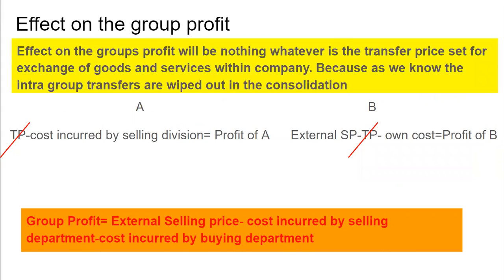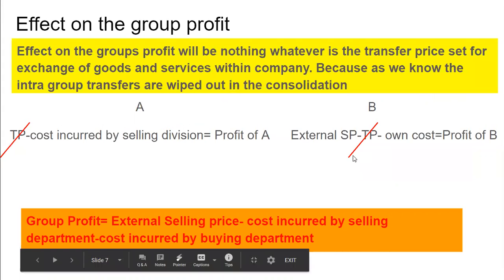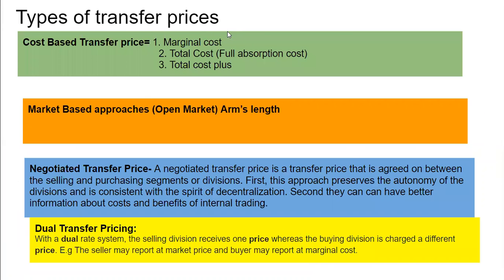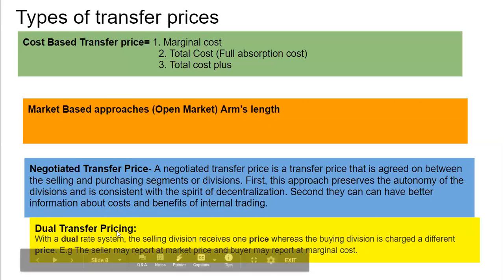So transfer price doesn't affect the group profits because the transfer price cancels at the consolidation stage, and the group profit is this. So there are different types of transfer pricing. Transfer pricing could be on the minimum marginal cost. It could be cost-based, market-based pricing, negotiated transfer pricing, and at times it may be a dual transfer pricing.